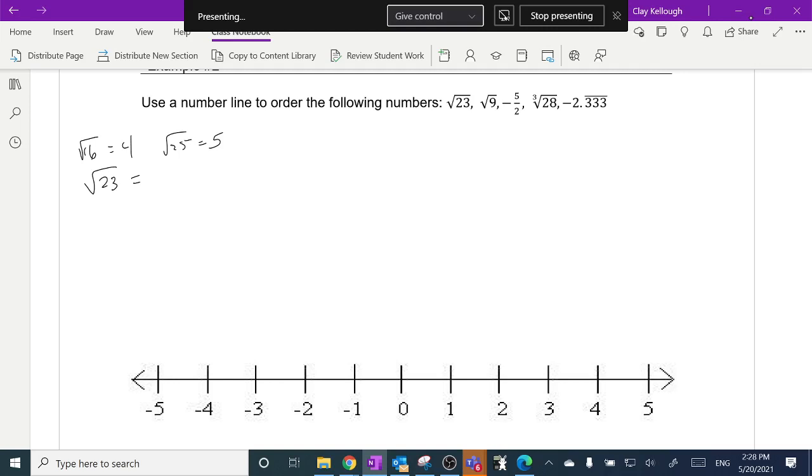So I'm thinking it's maybe, I don't know, 4.7, 4.8. Actually, here's something that used to be in the grade 9 curriculum. I think it actually still is, but almost no teachers ever get to it. You want to know a good way to estimate what the square root of 23 is?